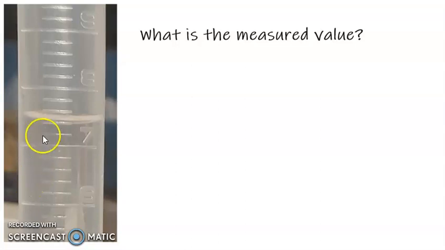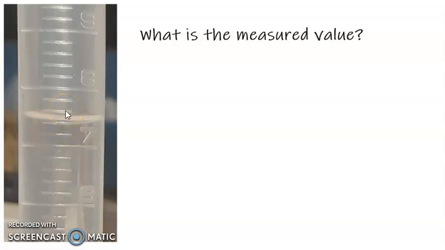So the question is, what is the measured value for the amount of water in this graduated cylinder? You can see that this is the 7 milliliter line, so 7.2. The low interval, the interval beneath the meniscus, is 7.4. The high interval, the interval above the meniscus, is 7.6. So we know that it's between 7.4 and 7.6.